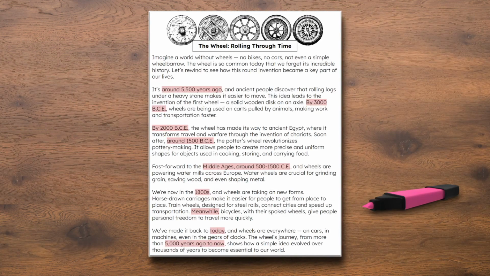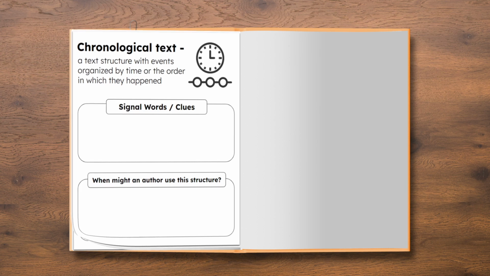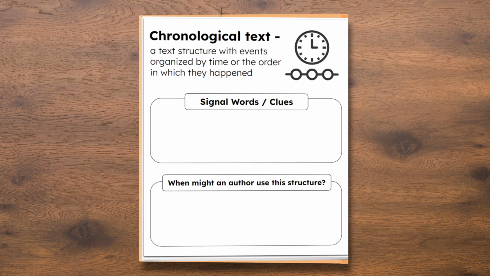How did you do? Here are all the dates and time-related words I found. These dates, words, and phrases help us see the passage is organized in chronological order, taking us through time step by step. Some other chronological or sequence text structure keywords are first, next, and finally. You might also see writers using words like during, previously, and meanwhile to show readers how events are related to each other in time. This was a great structure for tracing the wheel's changes over time.